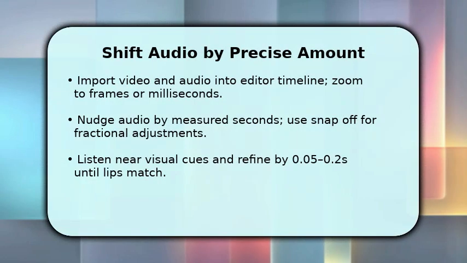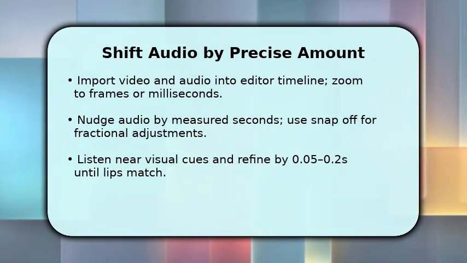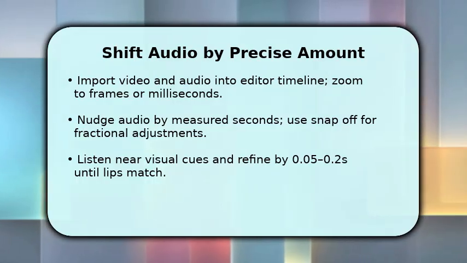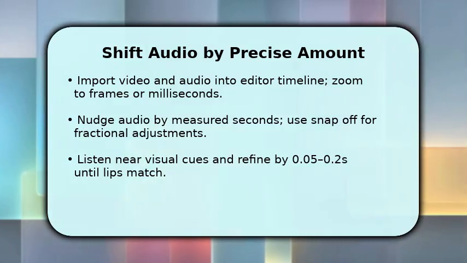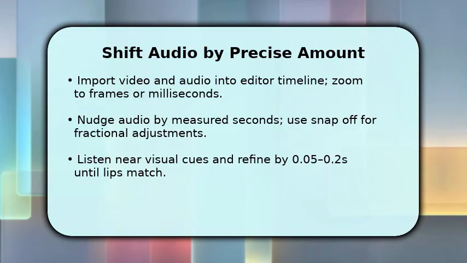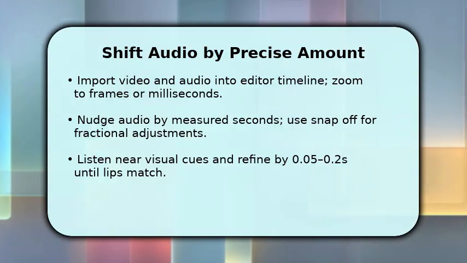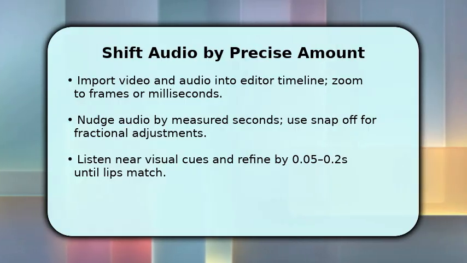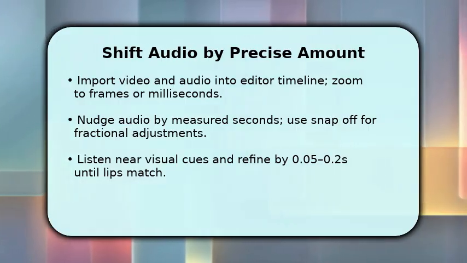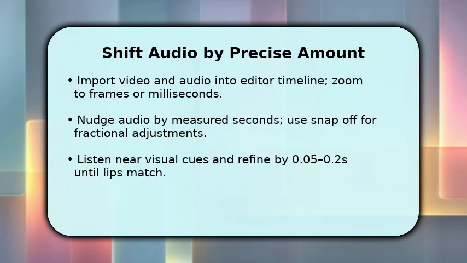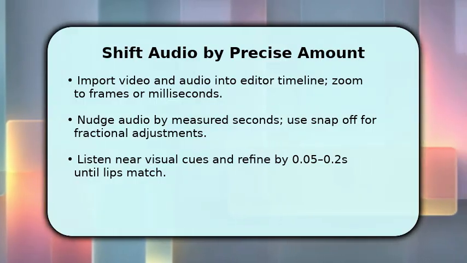Import both tracks into the timeline and zoom in until you see frames or milliseconds. Turn snapping off for fine control, then nudge the audio forward or backward by your estimated offset. Play back short segments repeatedly and watch lips and waveform peaks. If it's close, refine in small increments like 0.5 to 2 seconds.